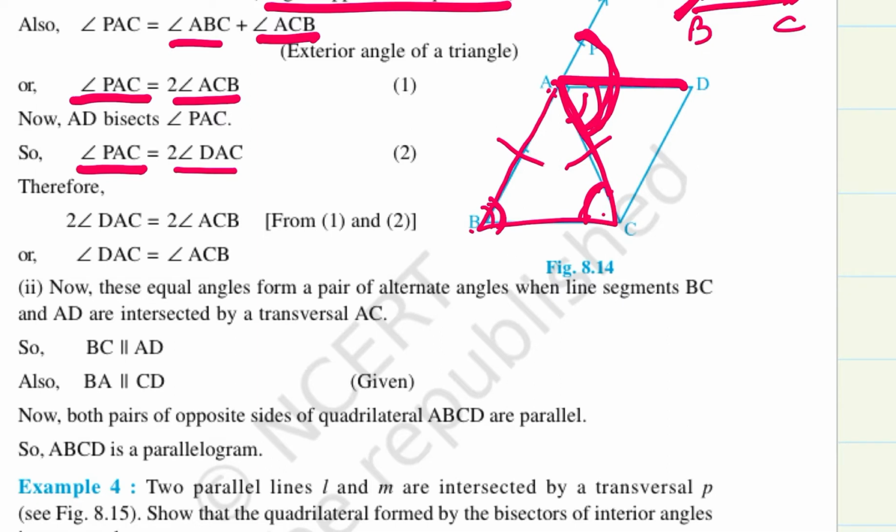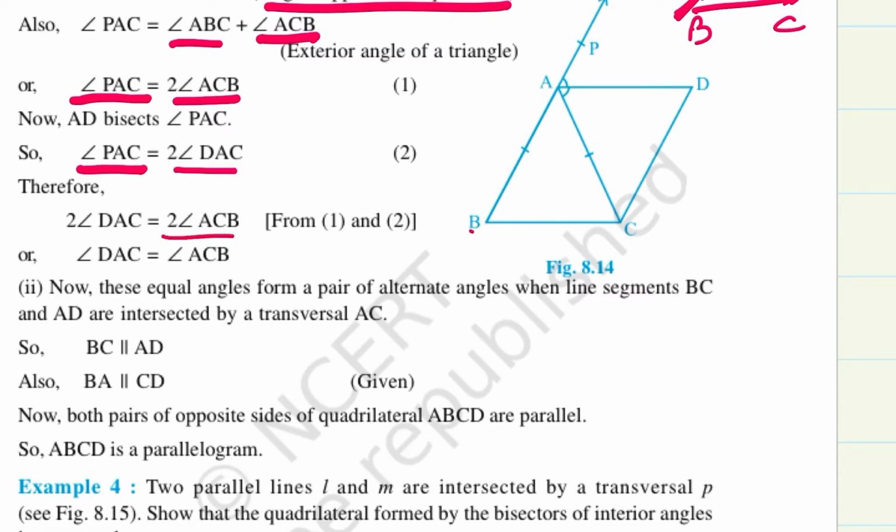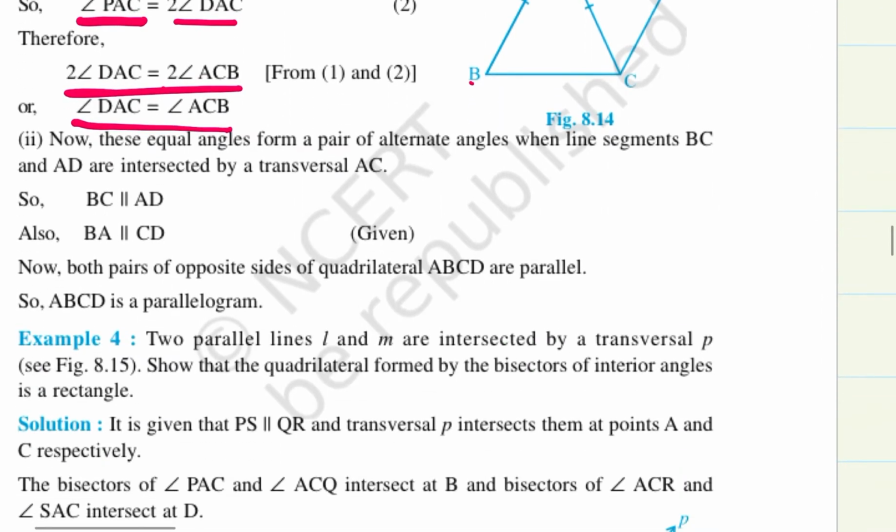DAC, because it is an angle bisector. Now because of that, you can say that angle DAC is equal to 2 angle BAC. So angle DAC is equal to angle ACB. Hence it is proved.